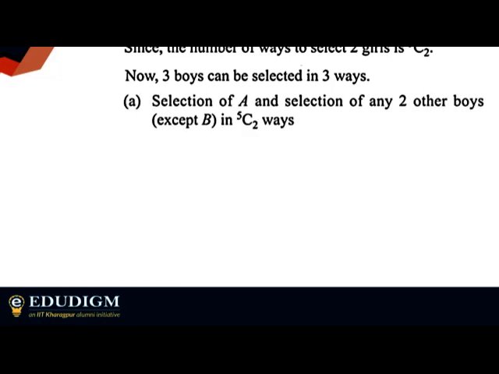The first one is, suppose you're selecting A, that is fixed. For 3 boys, you have already selected A, so B cannot be there. So the rest of the 2 boys will be taken from 5 other boys. So out of 7, already A and B are gone. So you have 5C2 ways. I think the first portion is all right with you.